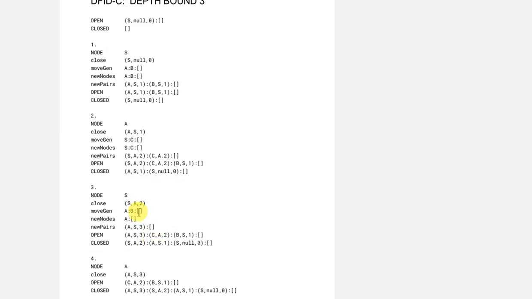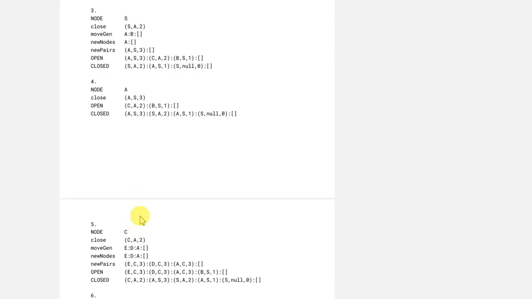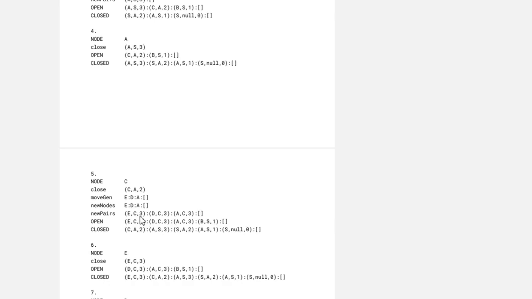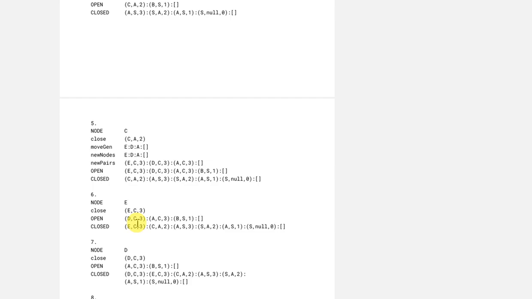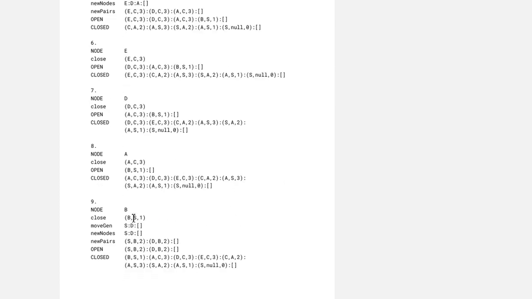Then we will go to S, and again we will get A and B, and again we will go to A, then again go to C, because for A the open nodes are C and B. Then we will go to C, then open nodes of C are E, D, A and B. Then we will go to E, where E has open nodes D, A, B. Then we will go to D. D has open nodes of A and B.